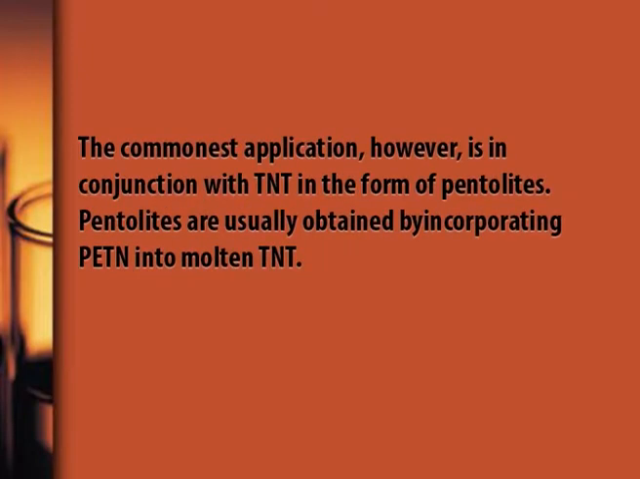The commonest application, however, is in conjunction with TNT in the form of pentolites. Pentolites are usually obtained by incorporating PETN into molten TNT. A minor quantity of the PETN goes into solution, but the bulk remains suspended in the liquid, and the whole mixture can suitably be used in preparing cast charges. Pentolites containing 20 to 50% PETN are commonly used.